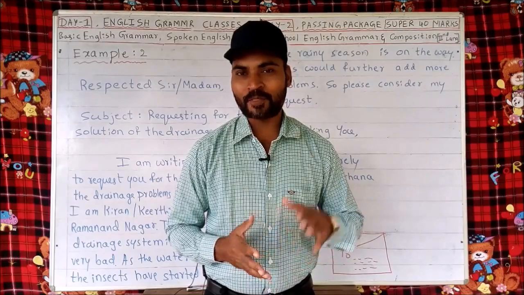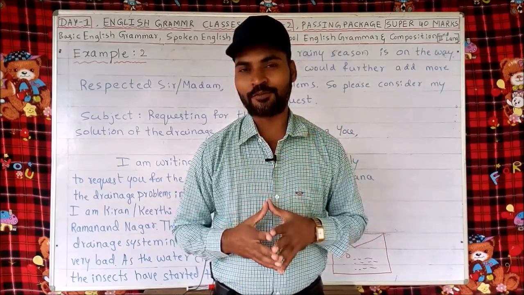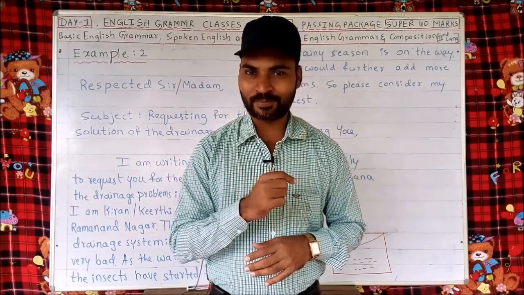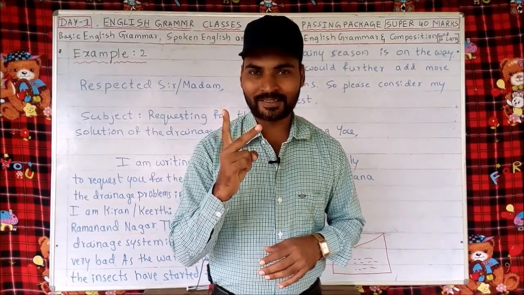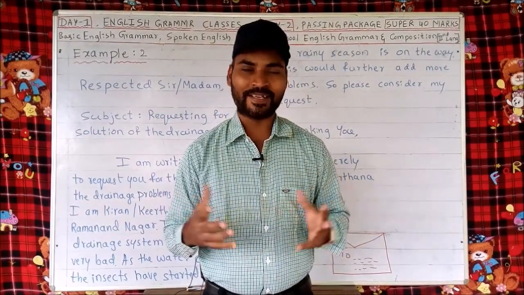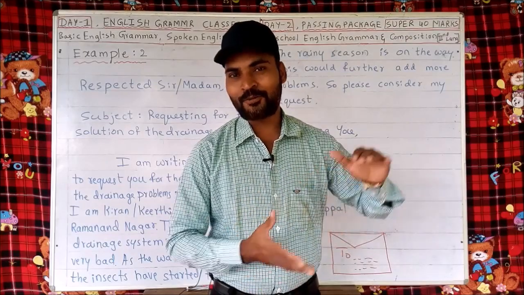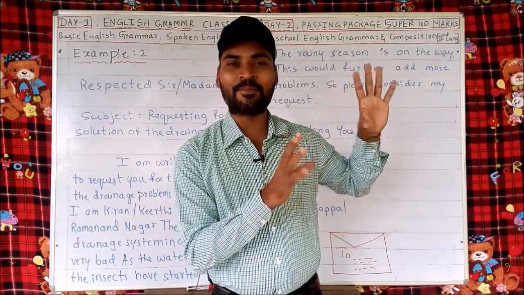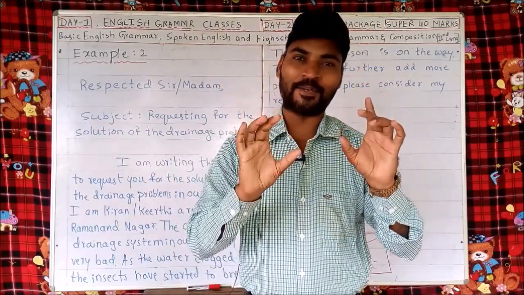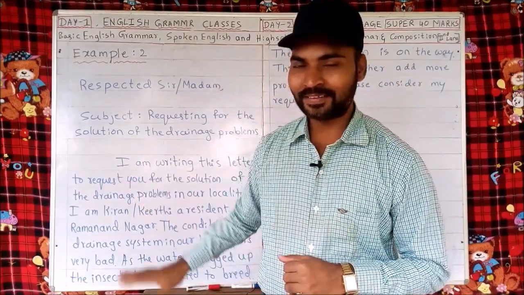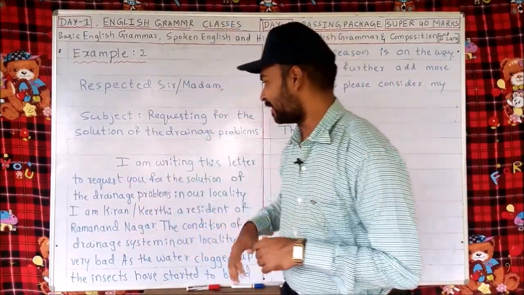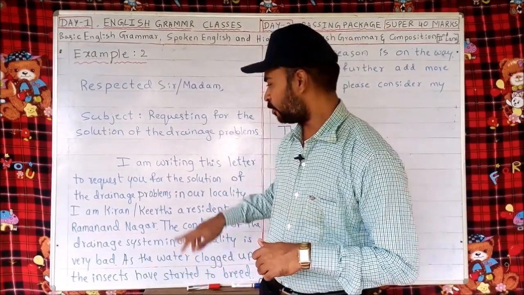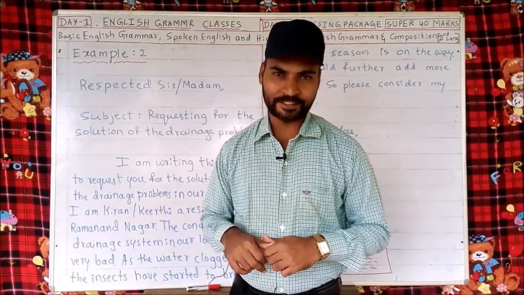In the sixth step we explain the problem, whatever problem we are facing. While starting the body of the formal letter, I had given you 2 sentences. One of them you may use, or there are so many starting sentences for the body of the formal letter, you may use them also, or you may create your own beautiful starting sentence. Here I have used the second one, that is, I am writing this letter to request you for the solution of the drainage problems in our locality.